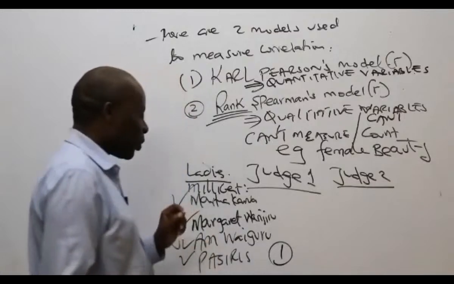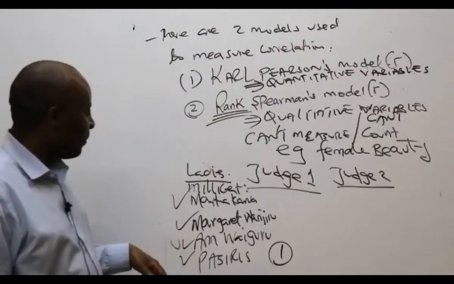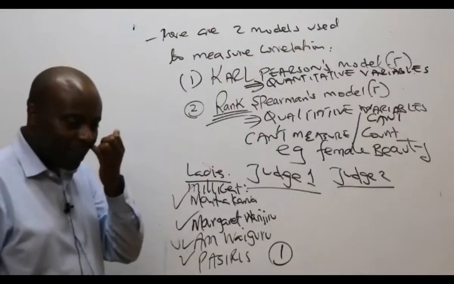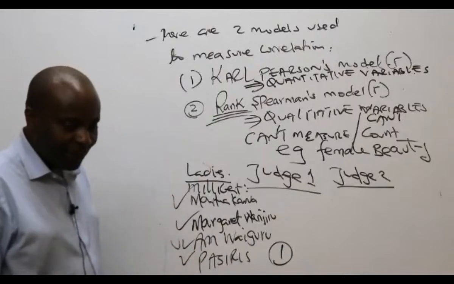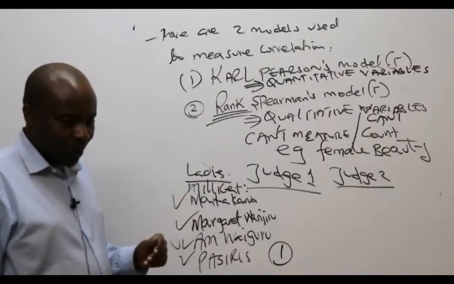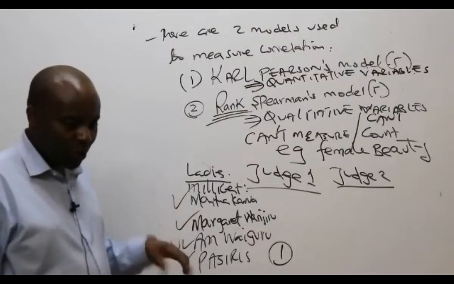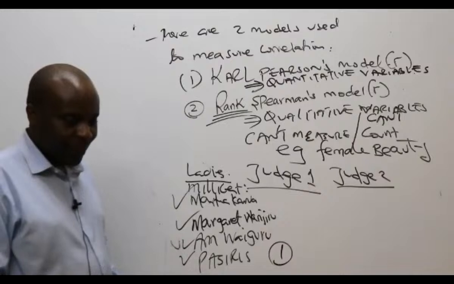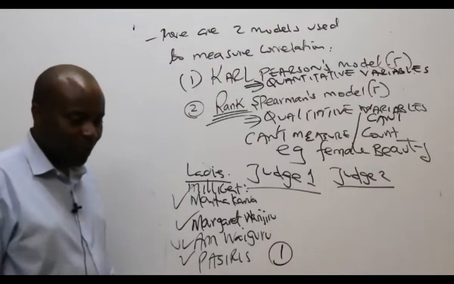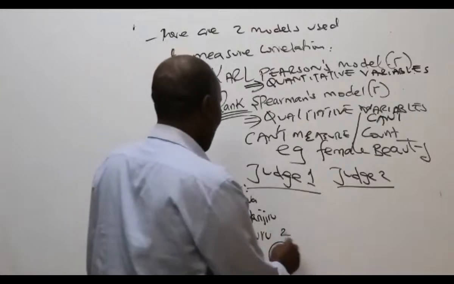How about number 2, Gibson? Quickly, Gibson. Number 2, just the first letter. Number 2 according to Gibson is Waiguru. Waiguru takes number 2.